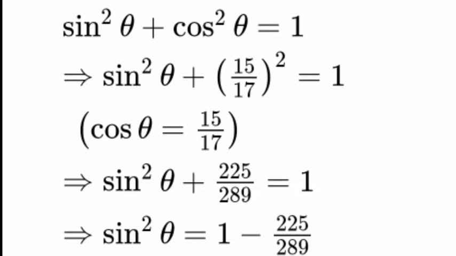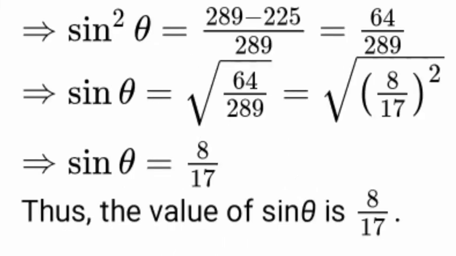Therefore, next step, sin square theta is equal to 1 minus 225 upon 289, as 225 upon 289 will go to the right side. Next step, sin square theta is equal to (289 minus 225) upon 289. This step I have solved in almost all the questions before, so I am not explaining it here in detail. Directly I'll move to the next step, which is equal to 64 upon 289. How did it come to 64? 289 minus 225 is equal to 64.